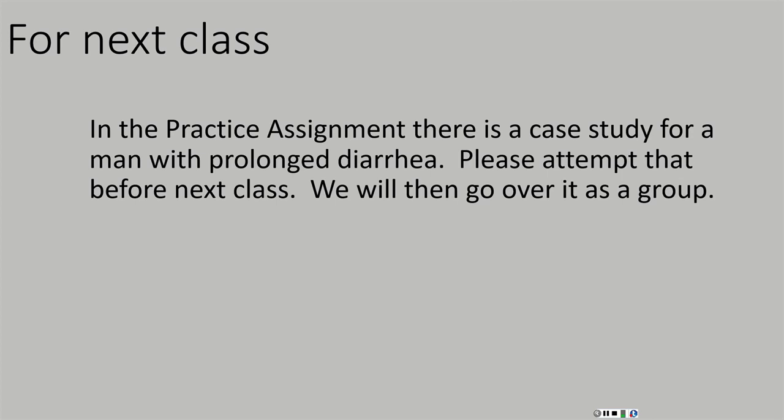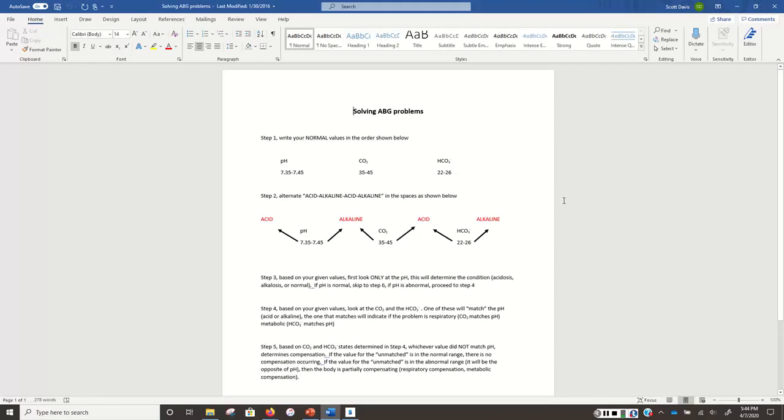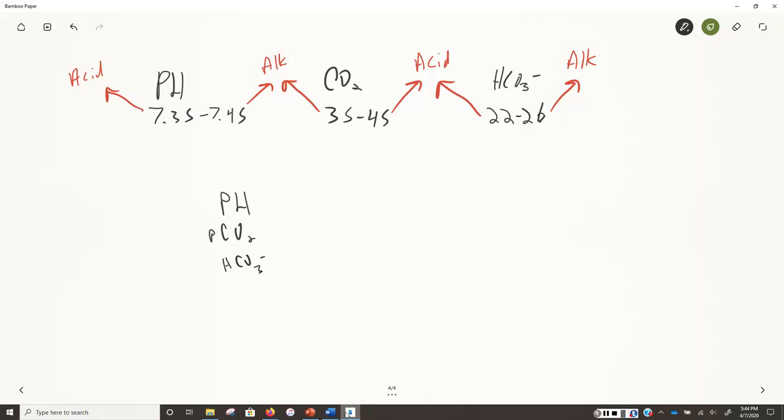Okay, so I'm going to exit out of our PowerPoint presentation here, and we're going to get this sheet. This sheet is what I'm going to go through, and we're going to work through some of these problems together. Now, using this sheet, like I've said, across the top of your paper, when you're going to do ABGs, in this order, write pH with the normal values underneath. Next to that, write CO2 with the normal values underneath. And next to that, write bicarbonate with the normal values underneath. You do need to know those numbers. I won't give them to you.